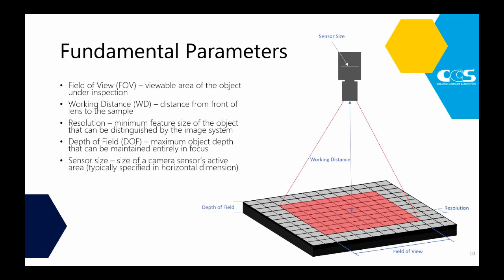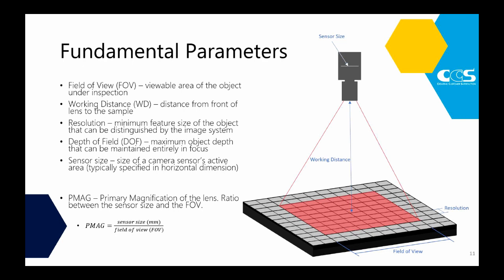The sensor size, the size of the camera sensor. Every camera will have a sensor in it, and they will vary in size depending on how many pixels there are and how large the pixels are. Usually the sensor size is specified in a horizontal dimension. We also can calculate the magnification of the lens, which is just the ratio between the sensor size and the field of view.